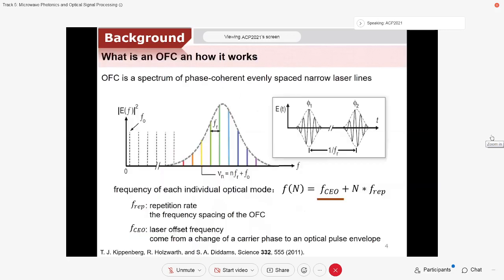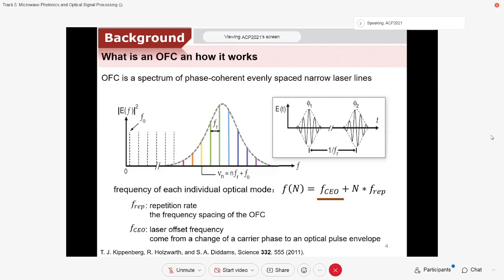Optical frequency comb is a spectrum of coherent evenly spaced narrow laser lines. This equation is referred to as the comb equation. It states that while a frequency comb consists of millions of optical modes, only 2 degrees of freedom are needed to define the frequency of each individual optical mode. They are the repetition rate and the laser offset frequency. Repetition rate is the frequency spacing of the comb, and the offset frequency comes from a change of a carrier phase to an optical pulse envelope. As a result, optical frequency comb has the ability to define the optical frequencies in terms of microwave frequencies.